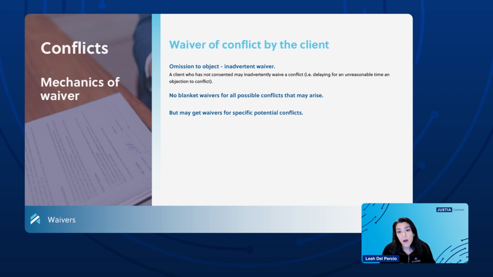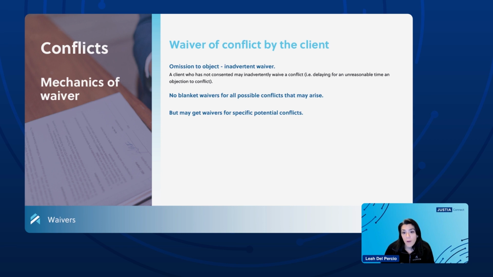Mechanics of these waivers. So waivers of conflicts by the client. So you've now sent them this waiver document that hopefully you artfully drafted. But something important to note is that a client who has not, quote unquote, consented may inadvertently waive a conflict. So delaying for an unreasonable time in an objection to the conflict can be a waiver. So important to note there. Them not objecting to it could just be a waiver. Check your state's model rules that will kind of tell you everything you need to know there. And it may vary from state to state.